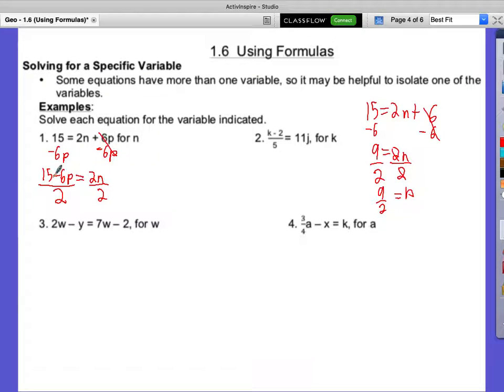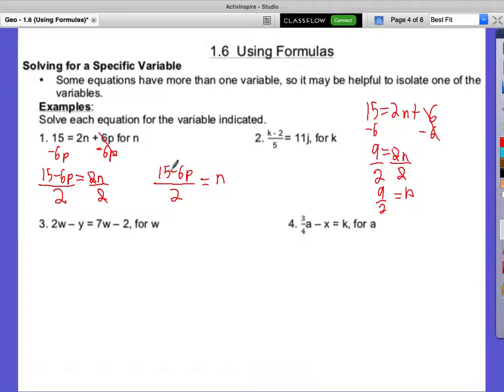Now, do we know what 15 minus 6p divided by 2 is off the top of our head? Probably not. Okay, it'd be weird if you did. So we can just write 15 minus 6p over 2. And then on the right side, what are we left with? Just n.